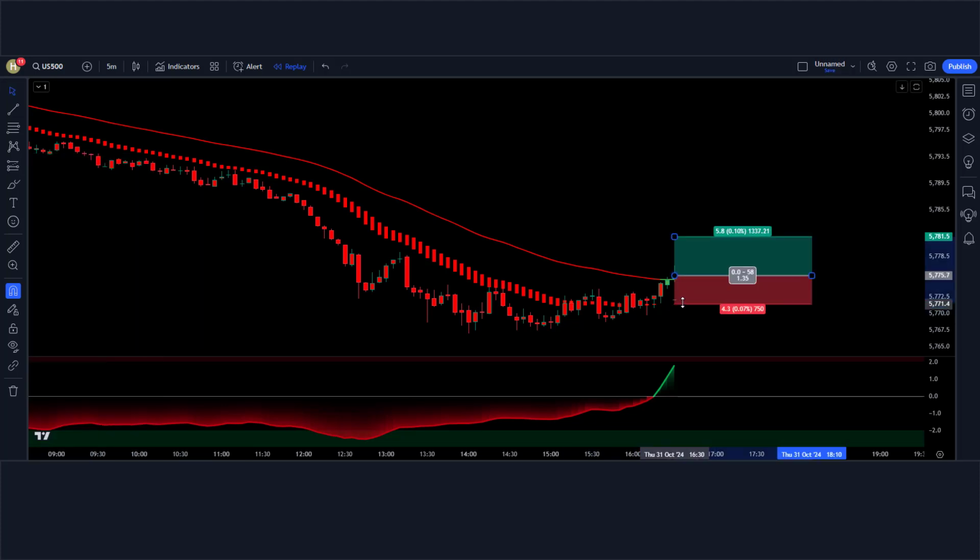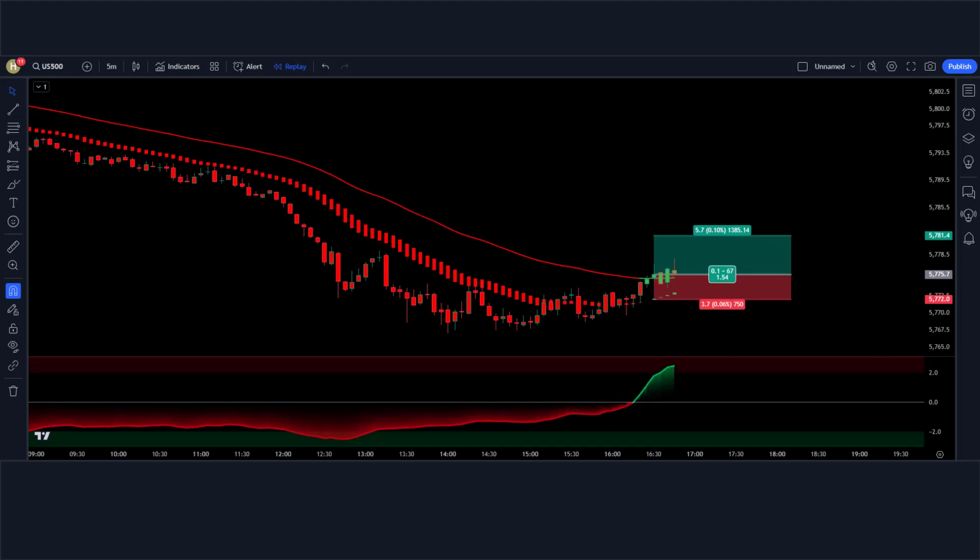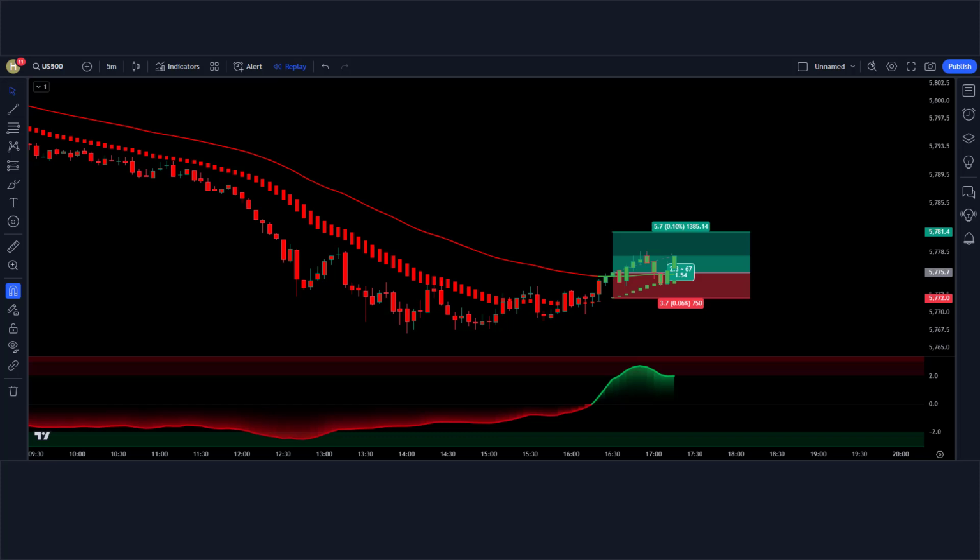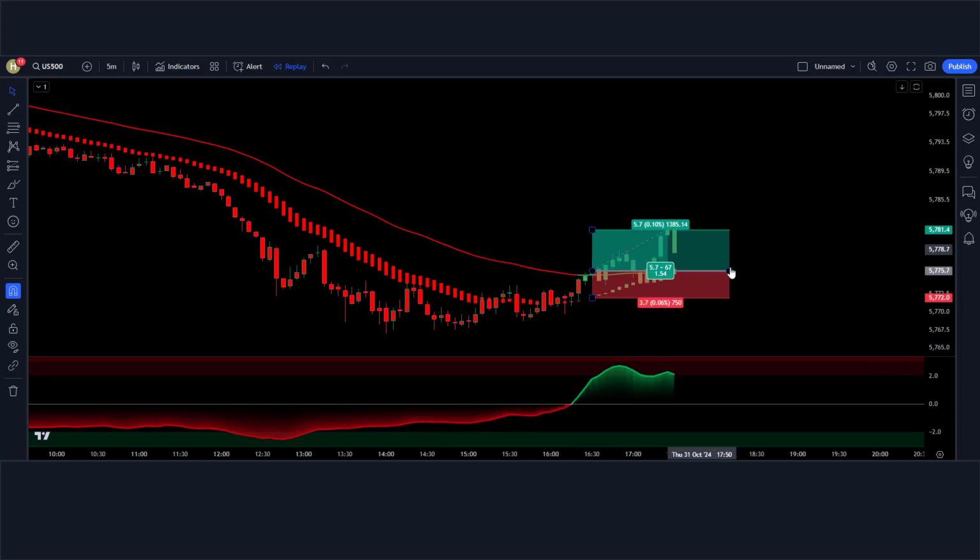Our stop loss will be placed at the low of the HAMA candles, and the risk to reward ratio will be 1:1.5. Let's see what happens to our trade. Our trade is running in profit. We have won the trade. Wait for the next signal.